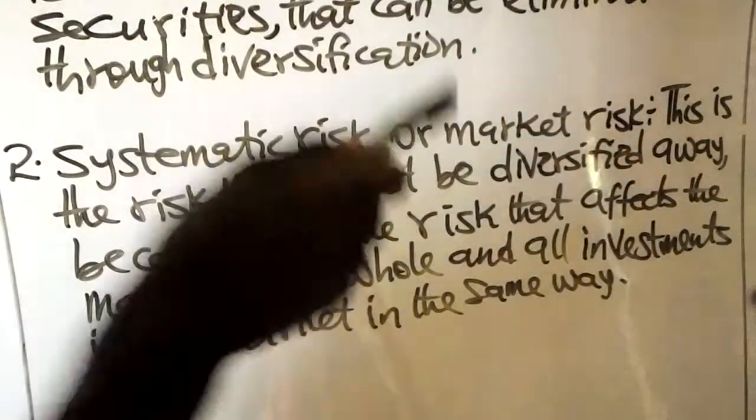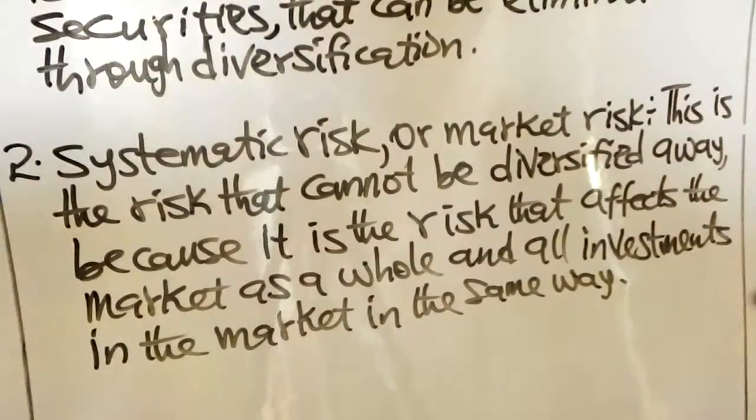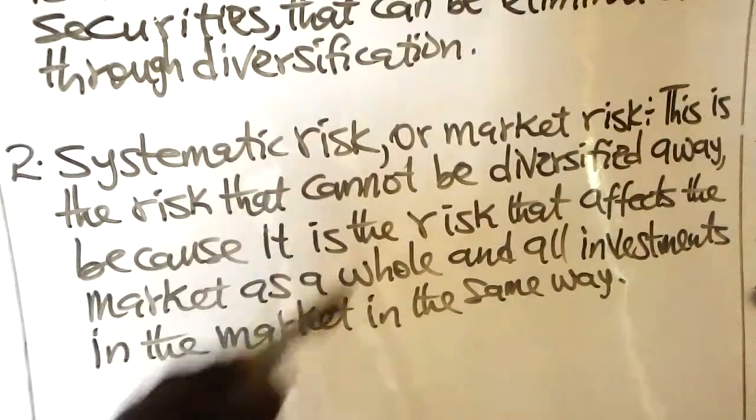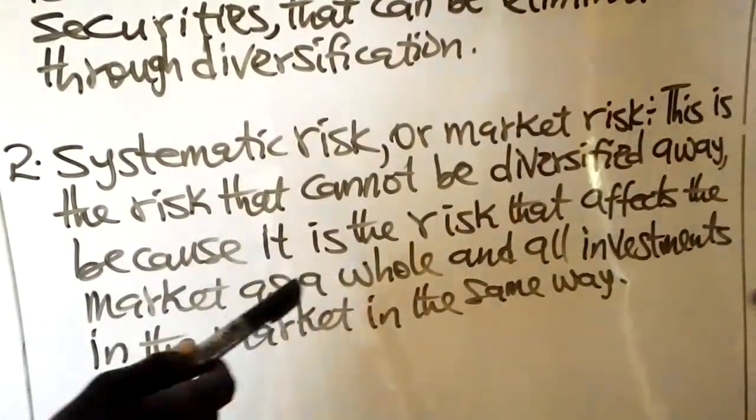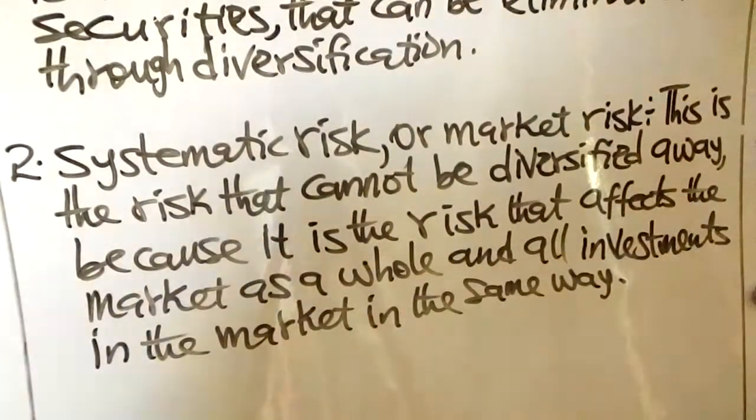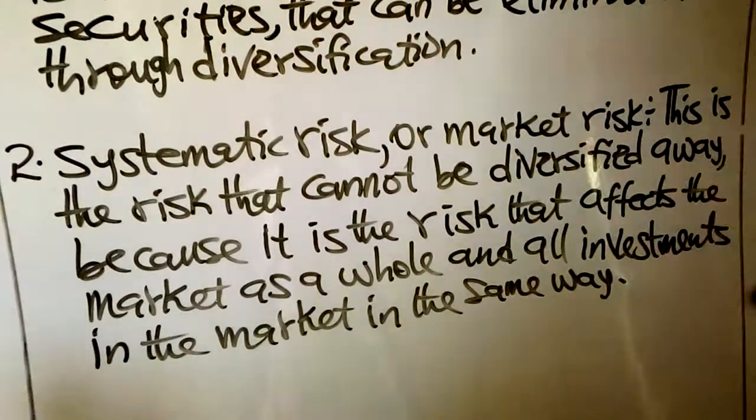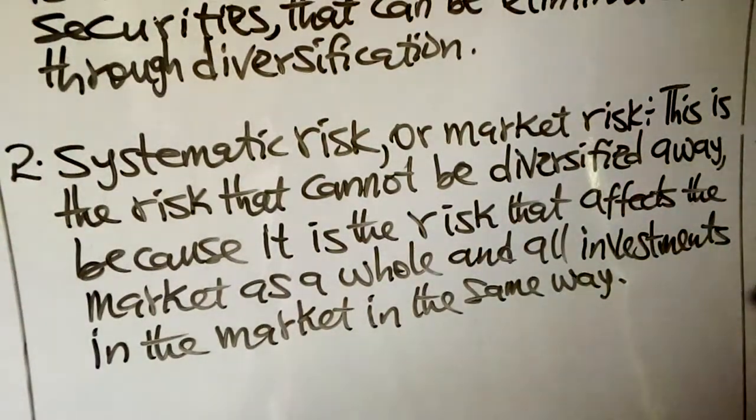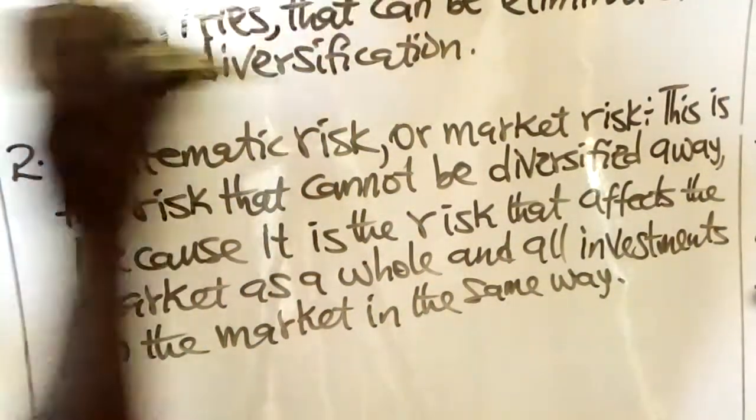Systematic risk is a risk that affects the market as a whole. That is why it cannot be eliminated through diversification. It affects all investments in the market in the same way. That is systematic risk.